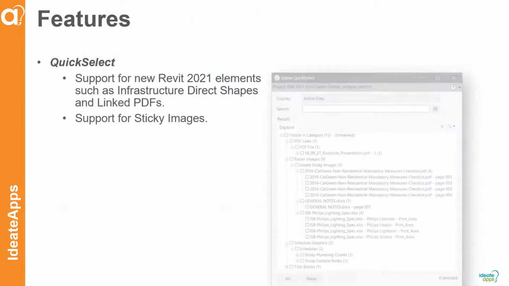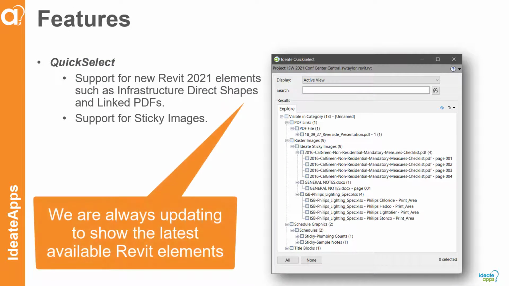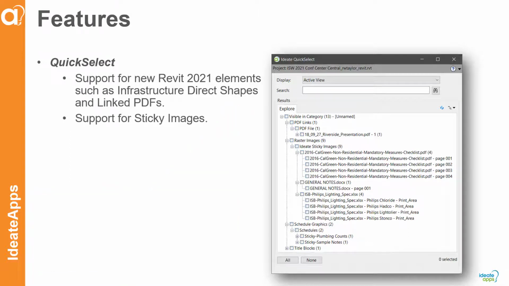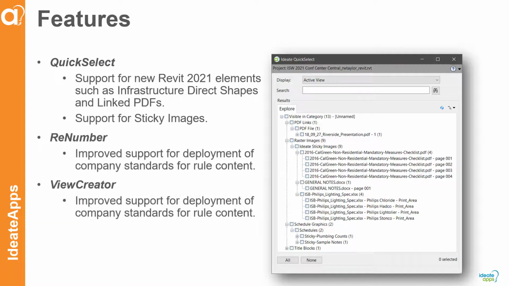ID8 Quick Select has support for newly added Revit 2021 elements such as infrastructure direct shapes and linked PDFs. In addition, all ID8 Quick Select versions now sort within the results tree based upon the new sticky images for PDF, Word, and Excel. Similar to ID8 Explorer, we've made it easier for large firms to share the project rules for ID8 Renumber and ID8 View Creator as an easy deployment.